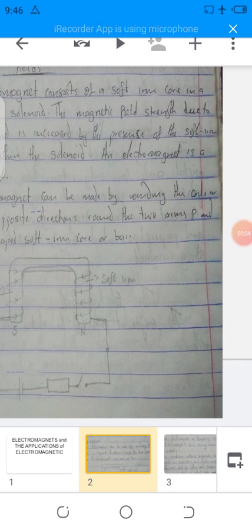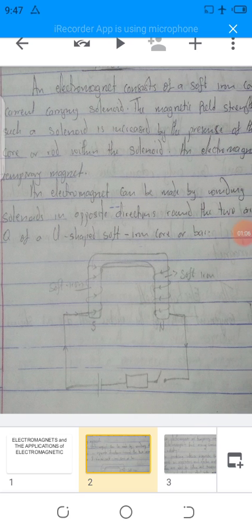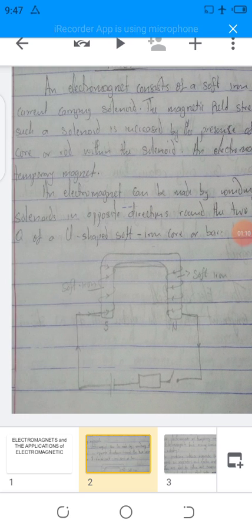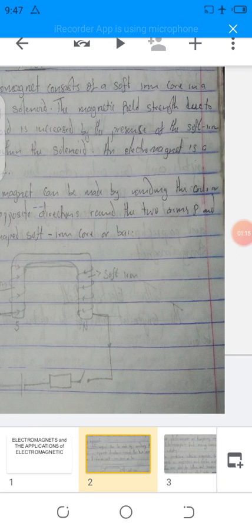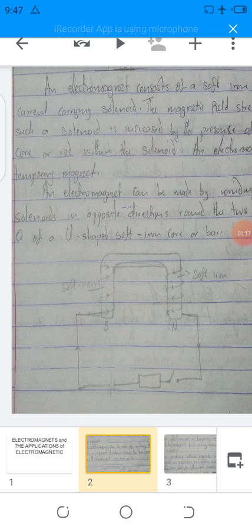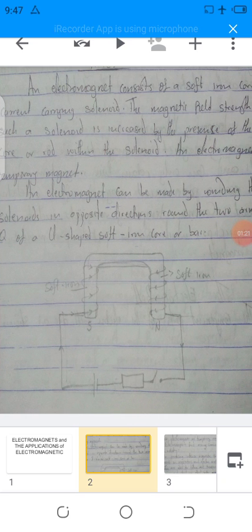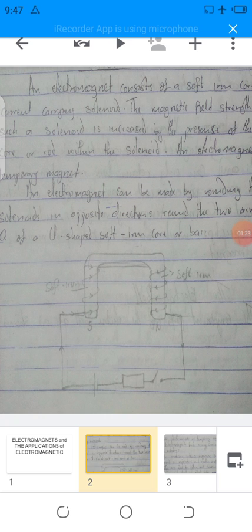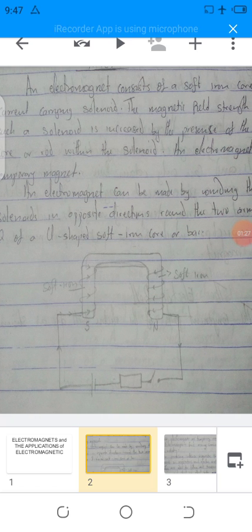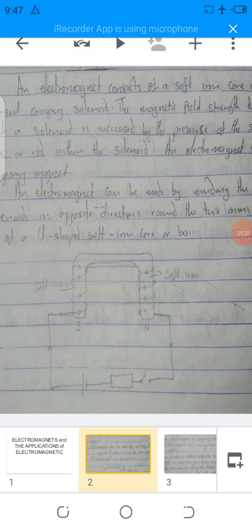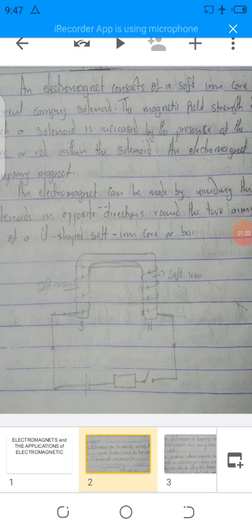An electromagnet is a temporary magnet. An electromagnet can be made by winding the coils or solenoid in opposite directions round the two arms P and Q of a U-shaped iron core or bar shown below. When you look at the diagram below, you see a U-shaped soft iron core and a wire wound around it. The direction of the wire determines the side of the north and south pole.